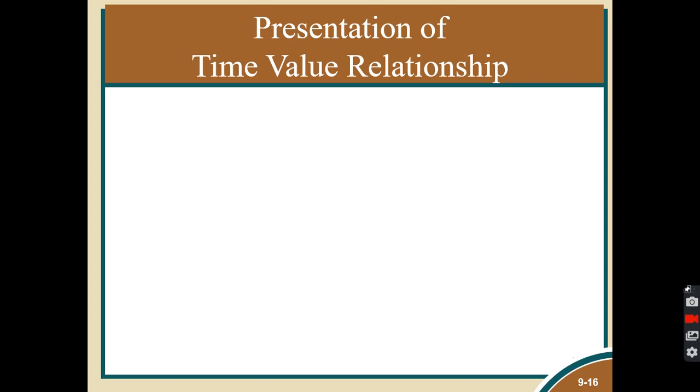This is going to be a continuation of our discussion on time value of money. In our previous video, we already learned the concepts of future value and present value for lump sum payments or single payments, and for annuities, meaning periodic payments. So we are now going to proceed with the presentation of relationships of time value of money. So let us just have the slides.